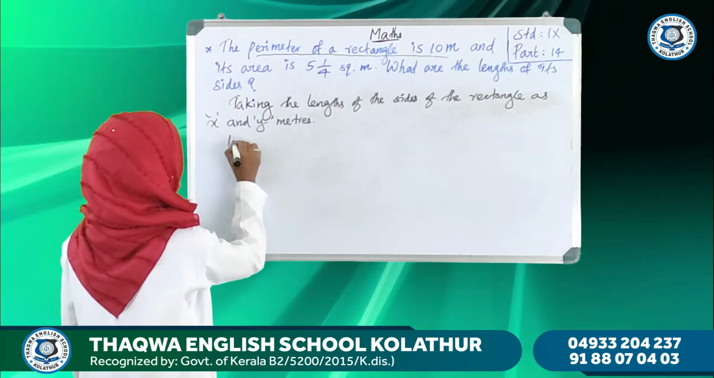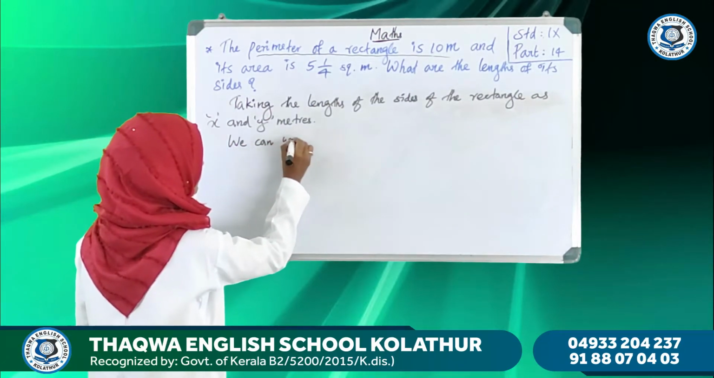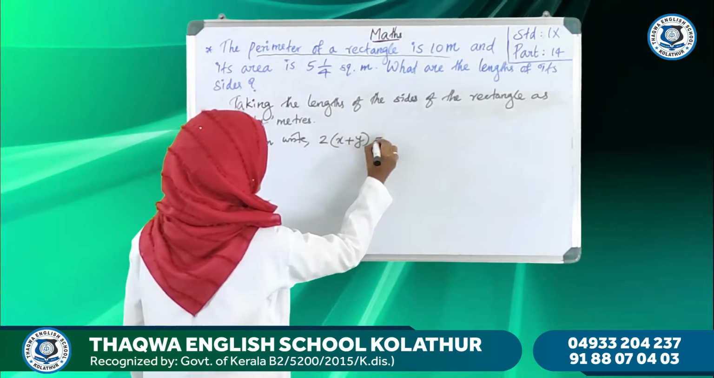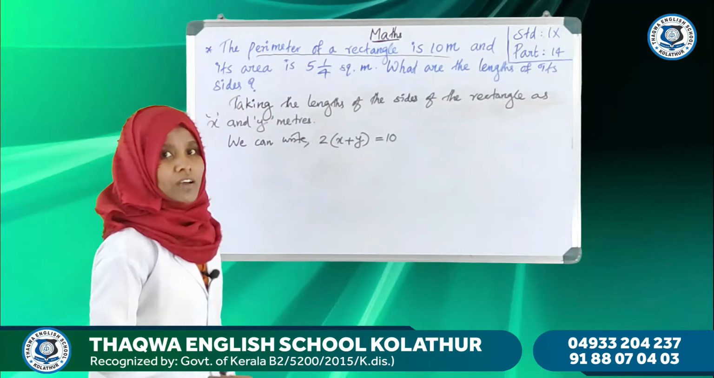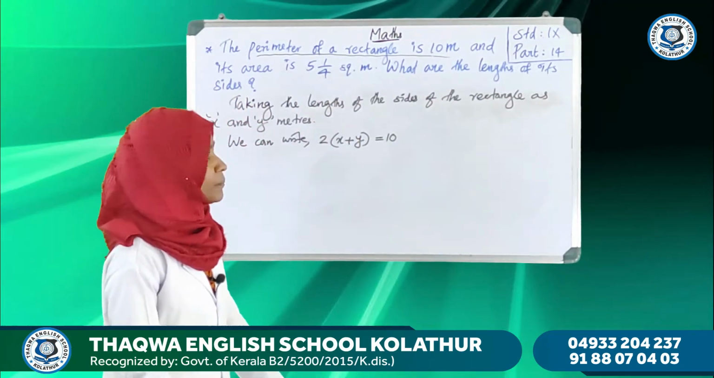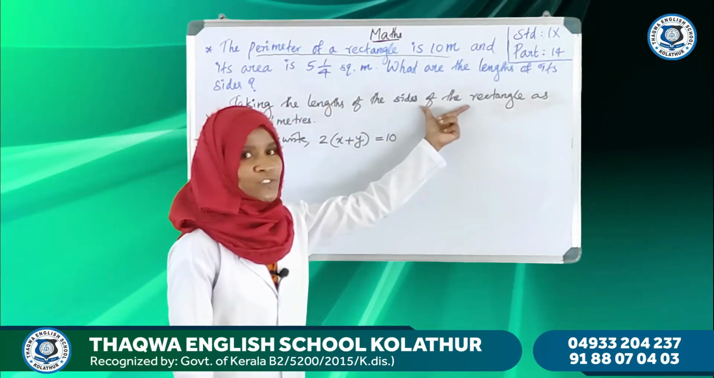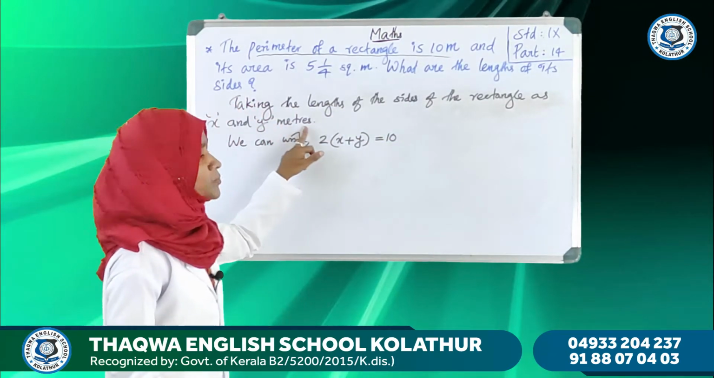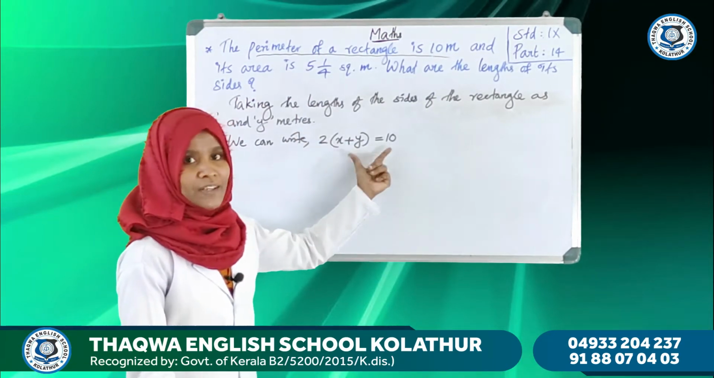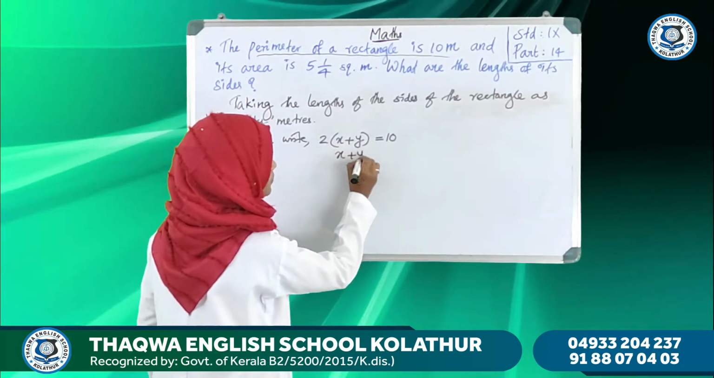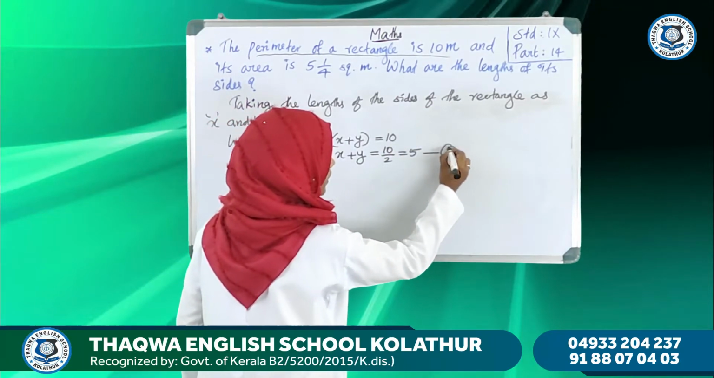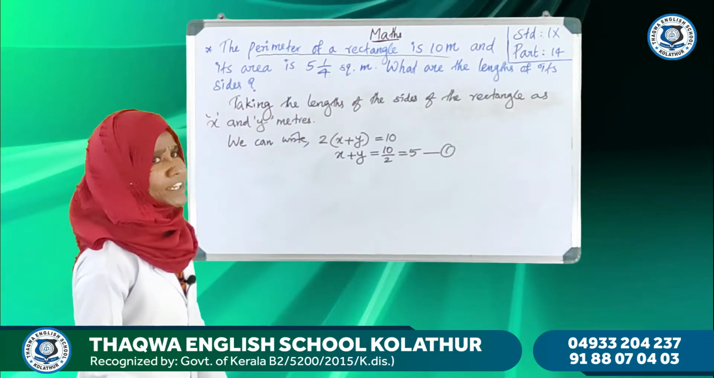So we can write 2 into (x plus y) equals 10. The perimeter of a rectangle is 2 into (length plus breadth). Here we have taken the lengths of the sides as x and y meters. So 2(x + y) = 10, that is x + y = 10/2 = 5. This is equation number 1.